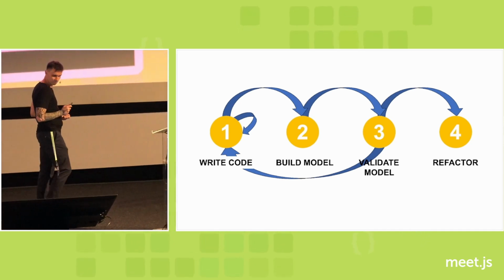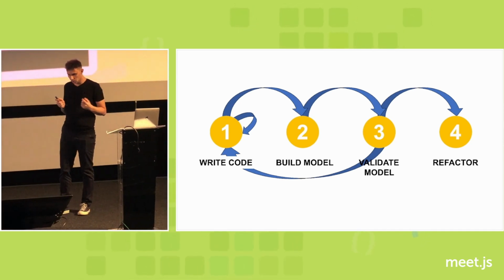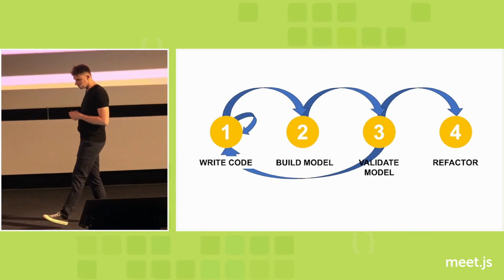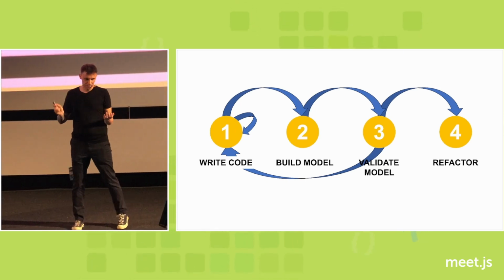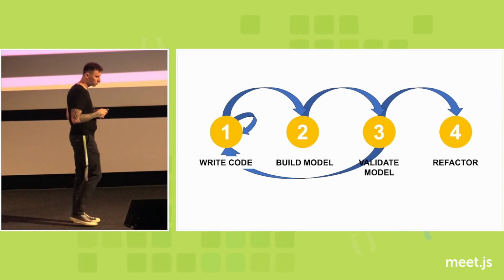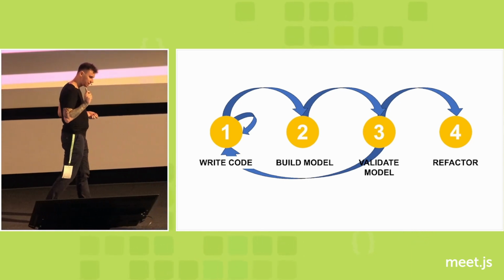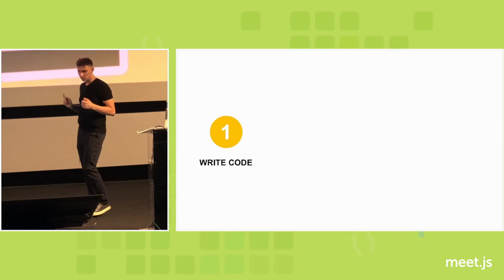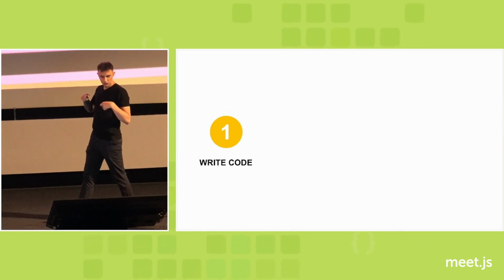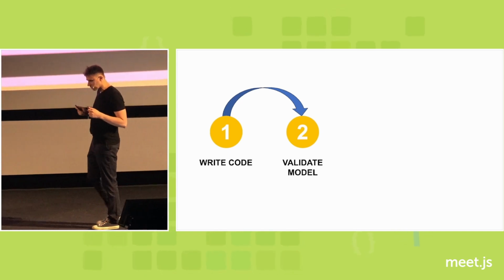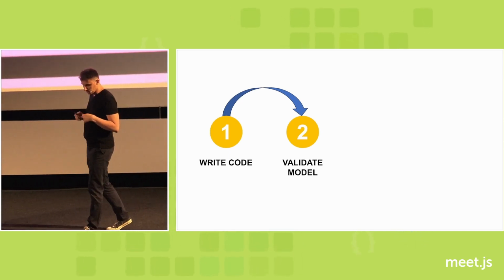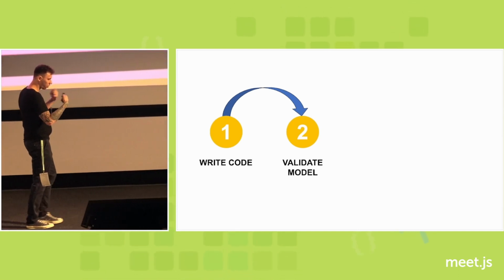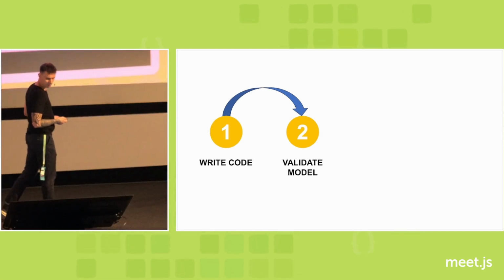But what if there would be a solution? What if we could iterate faster? What if there would be a solution where our code structure could help us with that? So let's see how this could look like. First, we are writing the code, and then we are validating the model. Furthermore, our code is validating this model, so we can't introduce the change because our code doesn't allow for that.